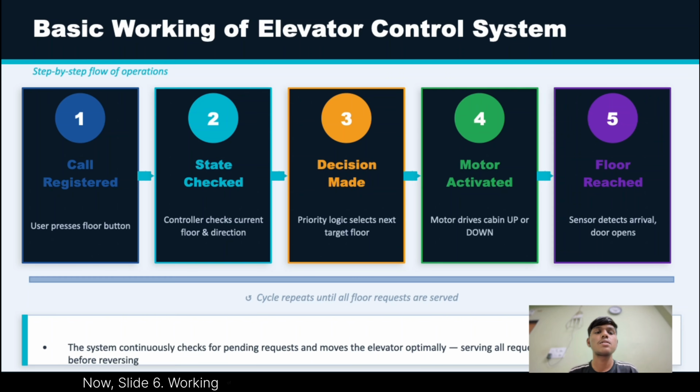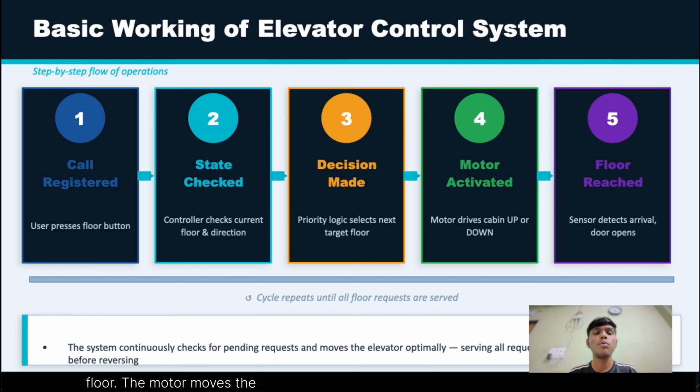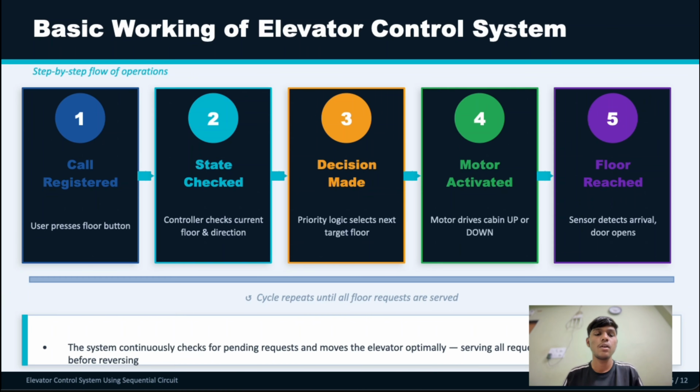Now slide 6. Working of elevator system. Let's understand the working step by step. A user presses a floor button. The system checks the current state. It decides the next target floor. The motor moves the elevator up or down. When the target floor is reached, the door opens. This process repeats continuously until all requests are served. The system also follows an efficient strategy. It serves all requests in one direction before changing direction.